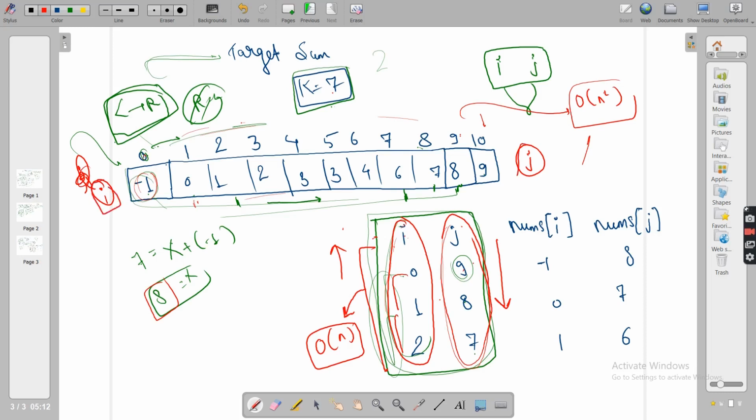So see here, you got this idea that i and j probably start from the extreme points. This is the hint that you got. Now let's see what they are actually doing. If you see i and j, let's calculate: -1 plus 9, what is it giving me? 8. Do you want 8? No, you want 7. See, if your i was here and j was here.